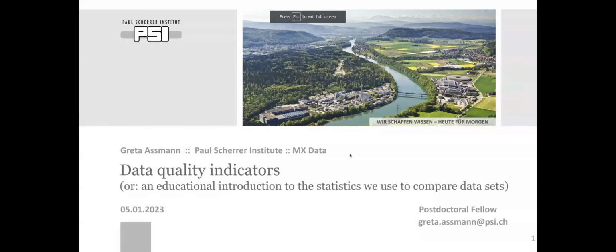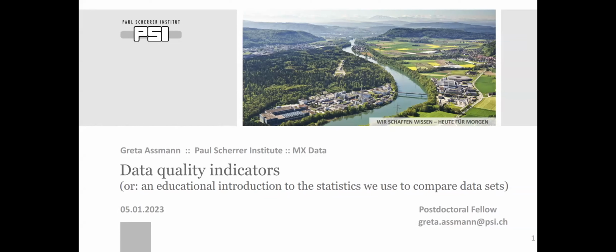Next speaker is Dr. Greta Assmann from the Paul Scherrer Institute, who was previously at University of Constance, and I think may show up there in the abstract, working with Kydritrix, but is now at the MX group at the PSI. And she's going to talk to us about the endlessly tricky but fascinating and extremely important subject of the statistics we use to assess and compare the quality of our data.